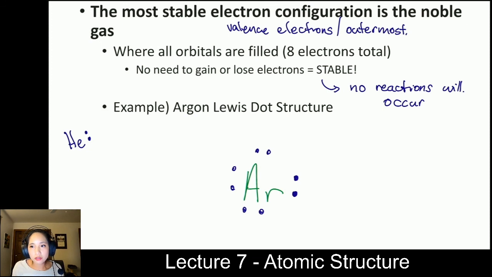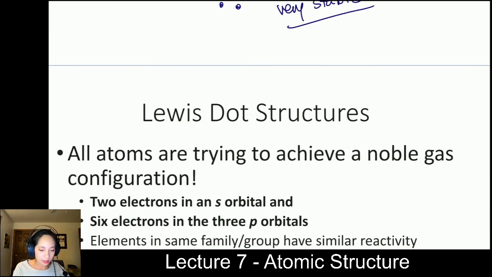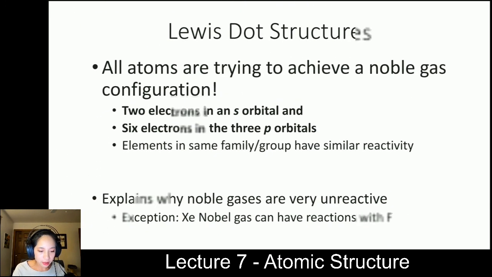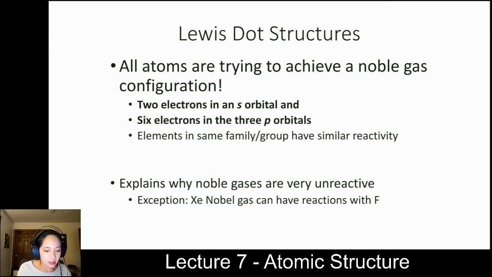That electron configuration is very stable because it has 8 valence electrons. There are 8 outermost electrons. I don't know how else to say it. This is very stable. There are no unpaired electrons that will cause reactivity. Okay, I think that's basically it. I just want to summarize that these Lewis dot structures and valence electrons define reactivity for us. All atoms are trying to achieve noble gas configurations.